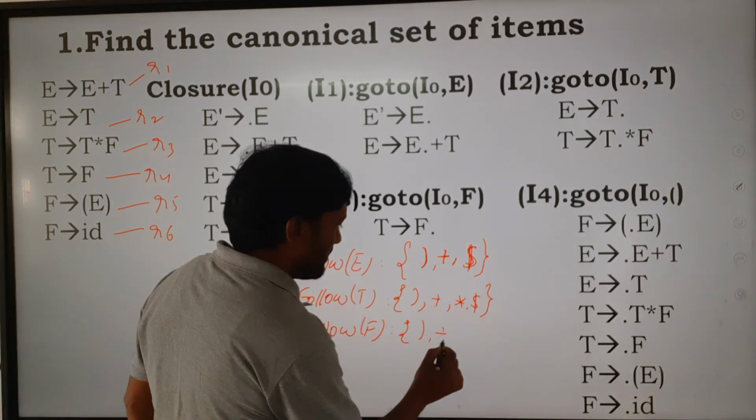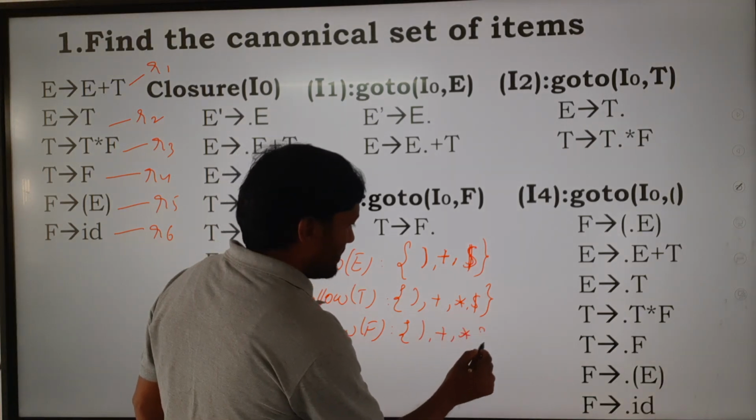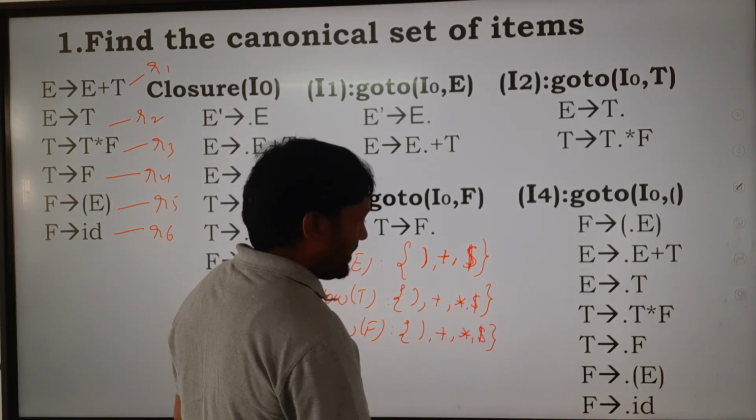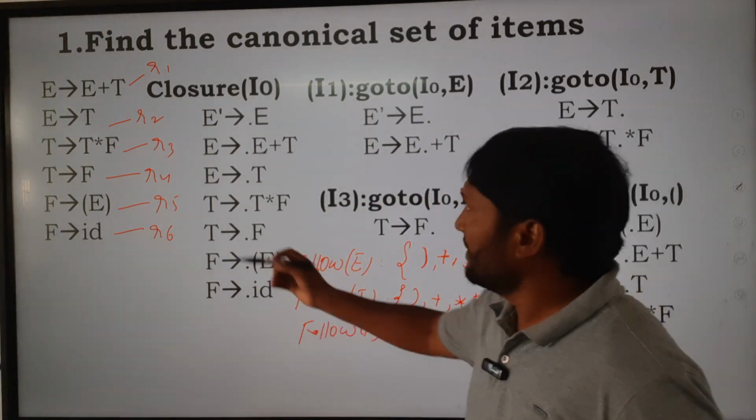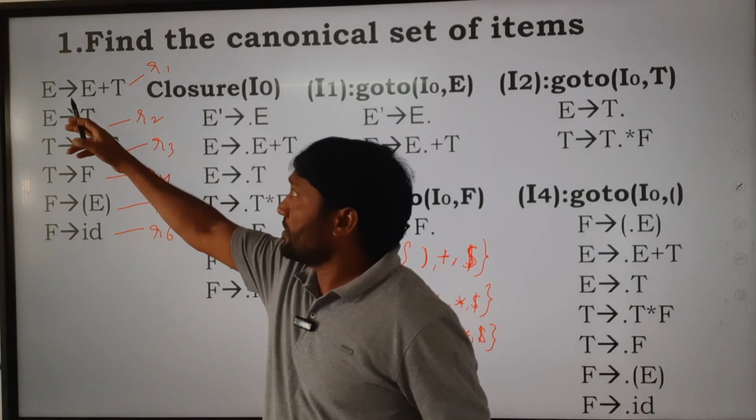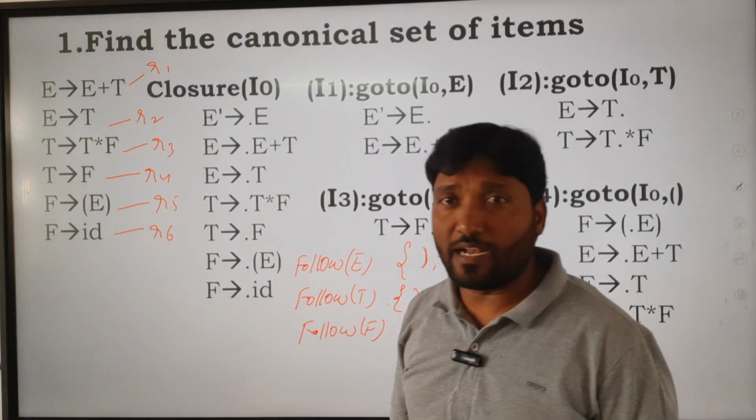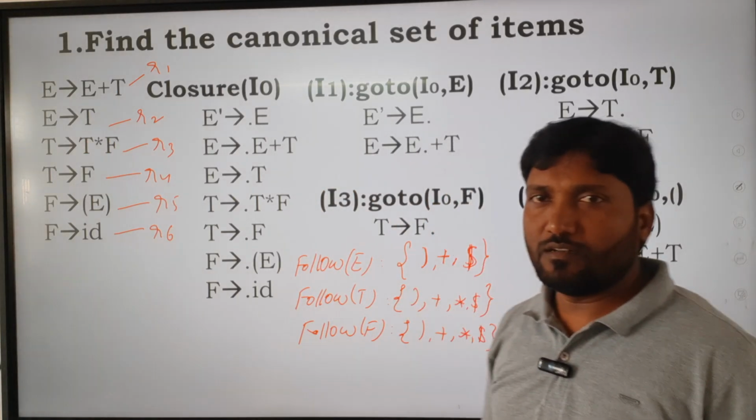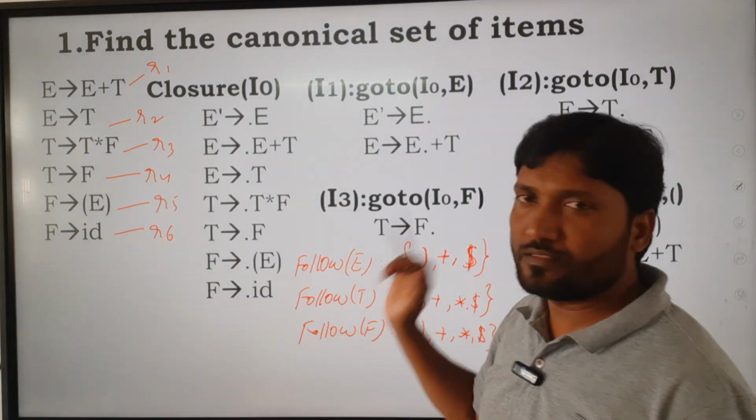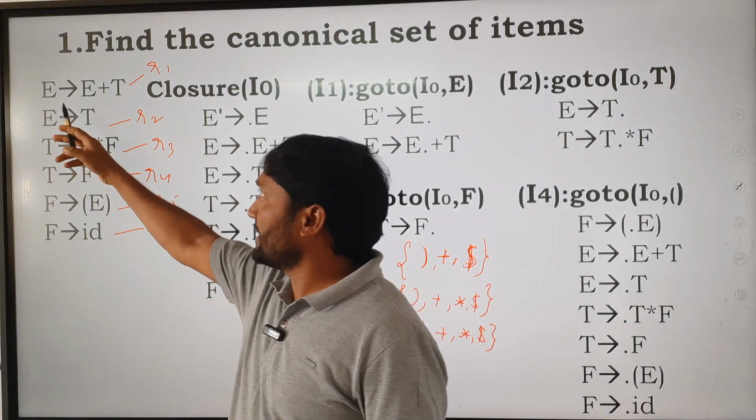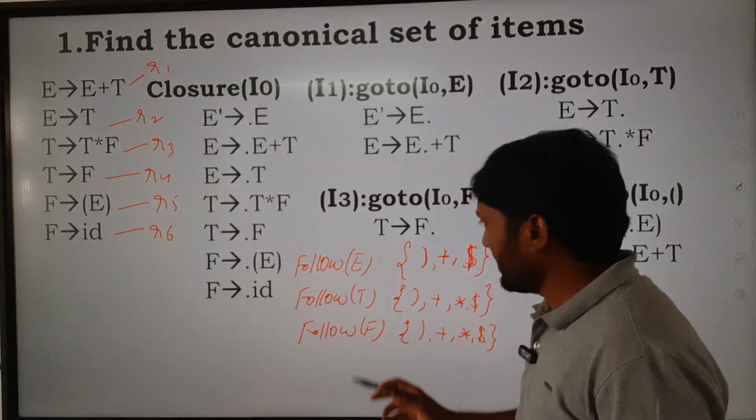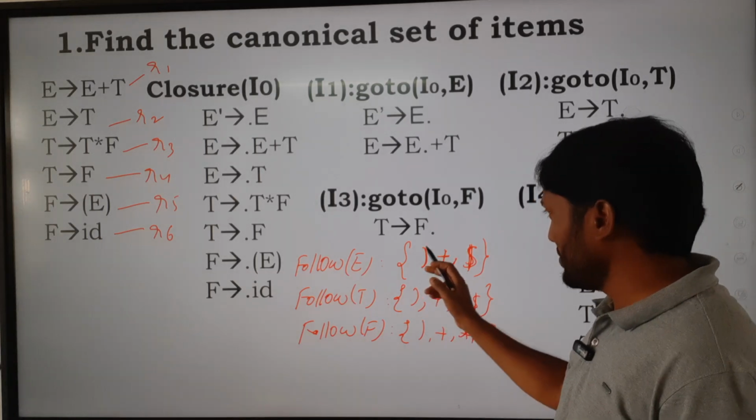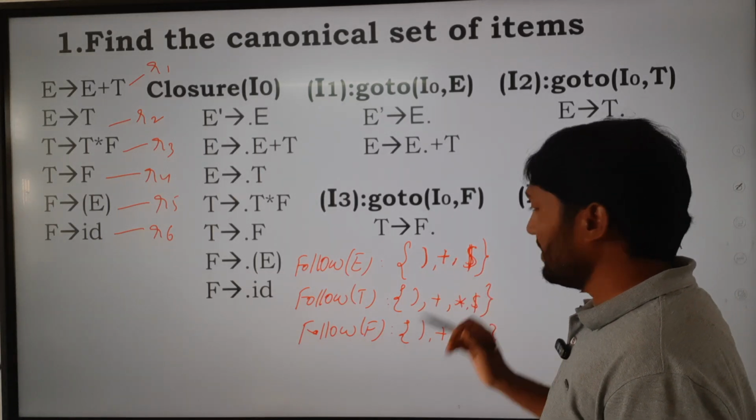Close bracket, plus, star, dollar. Okay, to fill the reduce function, we take the first production, E derives E plus T, and see where it ends. In that place, we fill the table with R1. What are the follow symbols of E? Close bracket, plus, and dollar.